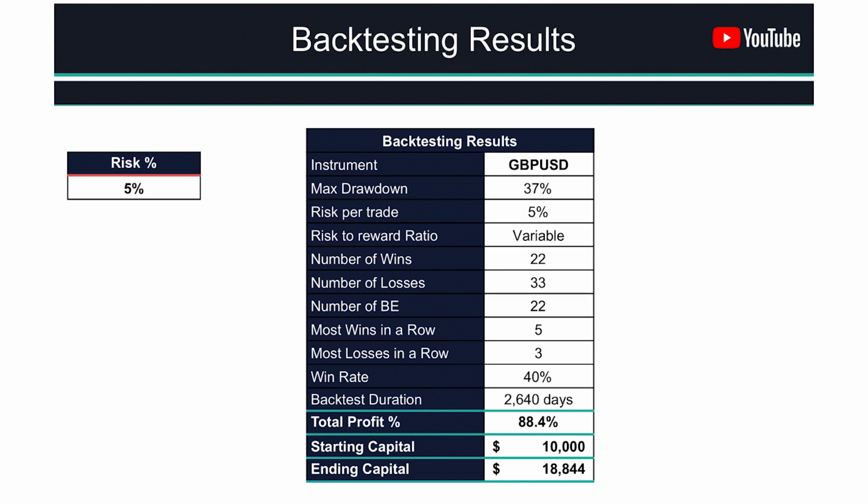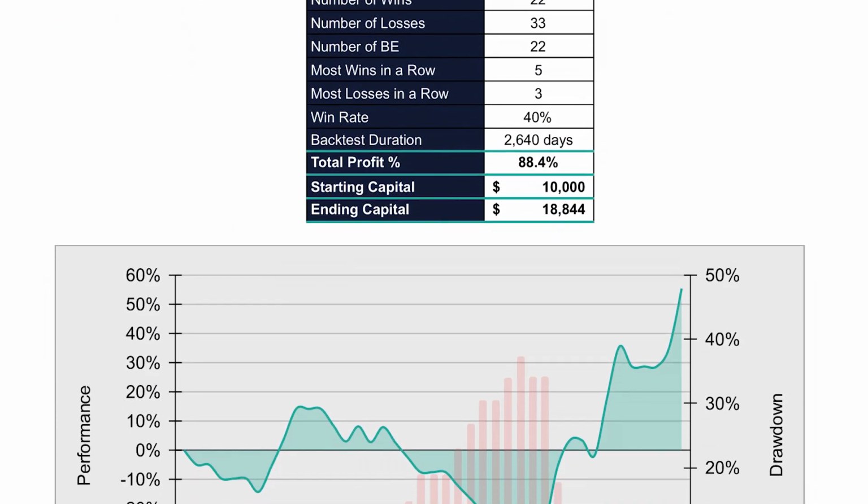So that gives us a win rate of 40%. So the total profit is 88.4% on the account. So if you would have started with $10,000, you would have ended up with $18,844 after 2,640 days, which is about 7 years.